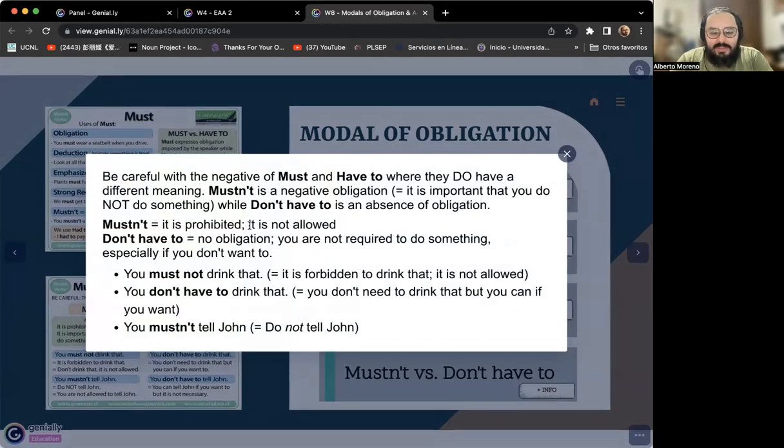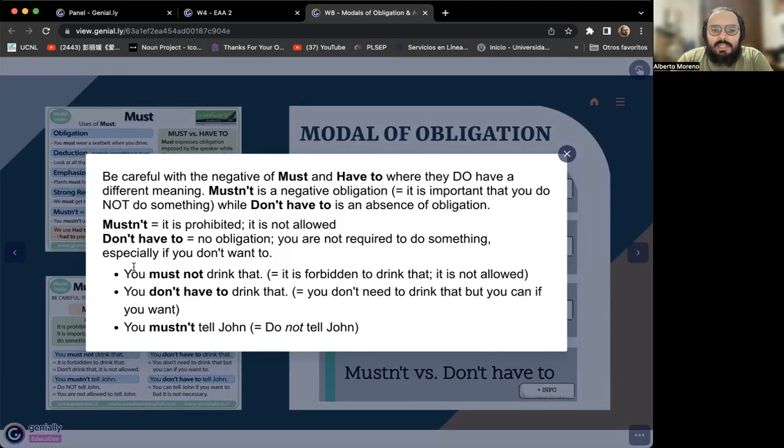No los debemos de confundir porque lo más sencillo que digan, bueno, si puedo cambiar must por have to, pues puedo cambiar mustn't por don't have to. No, son cosas distintas. Mustn't expresa prohibición, don't have to expresa falta de obligación o que no hay obligación.